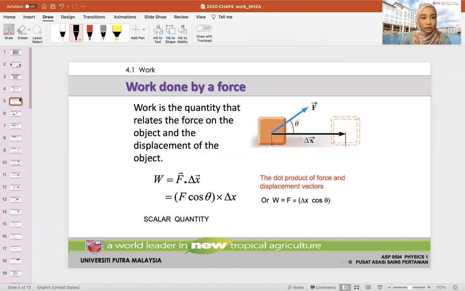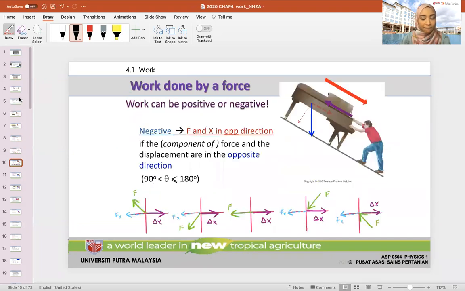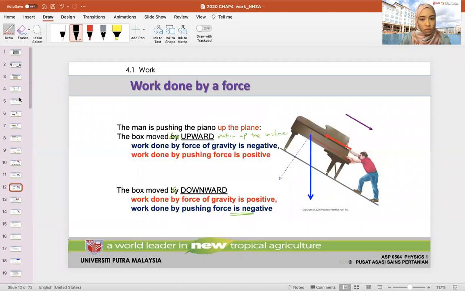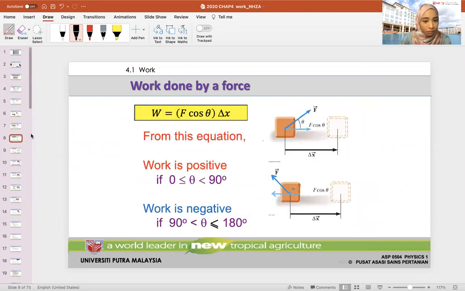Chapter 4. Okay, so we are going to do a little recap on what we have learned. So saya dah start recording kan? Okay. So we talked about work done and I told you work done is actually the dot product of a force vector with its displacement vector.